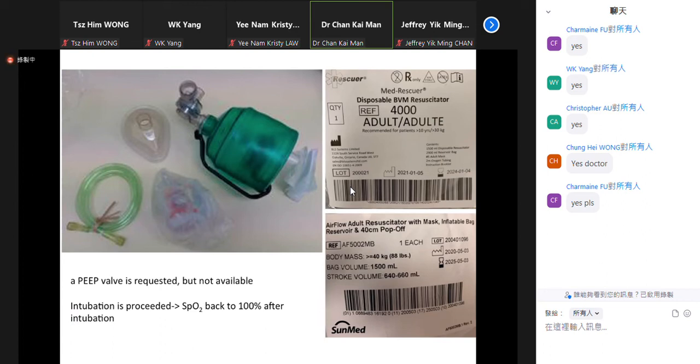And then after the intubation, the SpO2 went back to 100. So we look at what actually happened here. Now the resuscitation bag in NTEC hospital, in most of the locations, is a disposable version, and the disposable version is because it's coming from central storage, central supply from the hospital.